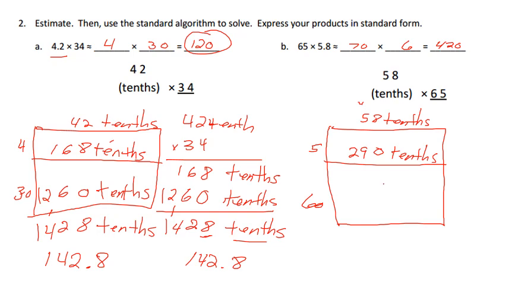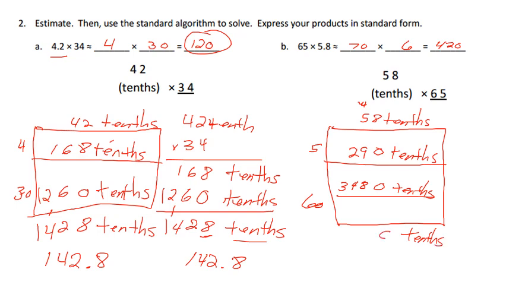Now next one, we're going to take our 0 out, and 6 times 8 would be 48. Carry our 4. 6 times 5 is 30, and 4 would be 34. And once again, that's 34 tenths. Now when we add them together, we're going to end up with tenths.